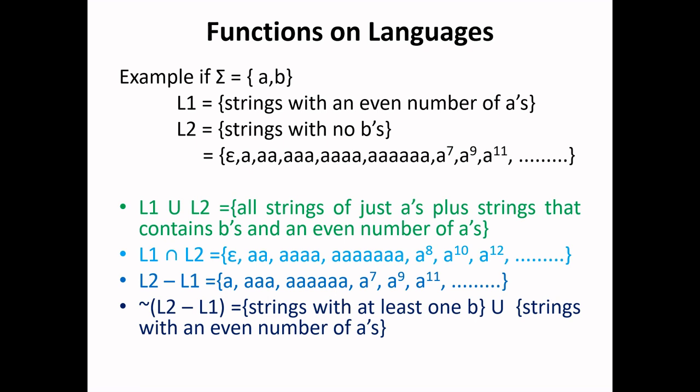And the complement of L2 will be all the strings with at least one B. Here L2 is no B's, so its complement will be strings with at least one B. Union with L1 gives strings with at least one B union strings with an even number of A's. So this is how we can apply the functions on the languages.